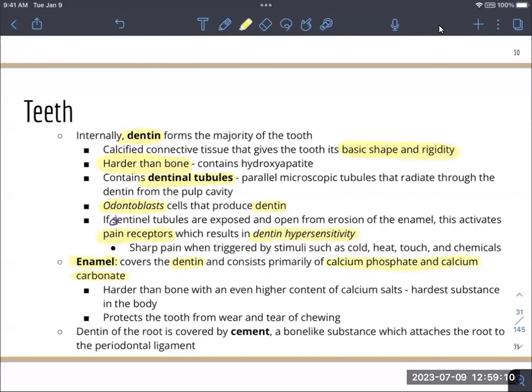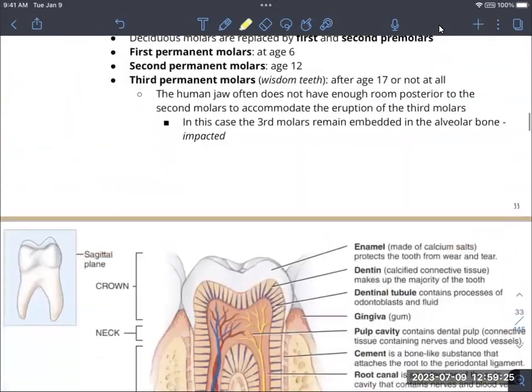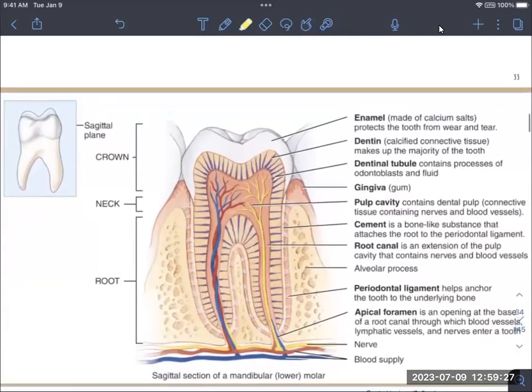So we also have the dentin of the root is covered by cement. So that bottom, we have cement, and it helps to attach that root to the periodontal ligament. I have pictures. So this enamel, it is this outermost layer. This is the white of the teeth that we see on your teeth specifically. The dentin is this layer underneath.